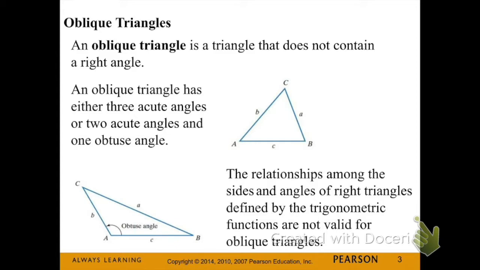An oblique triangle is a triangle that does not contain a right angle. An oblique triangle has either 3 acute angles or 2 acute angles and 1 obtuse. The relationship among the sides and the angles of right triangles defined by the trig functions are not valid for these triangles. So we can't use SOHCAHTOA on these triangles or the Pythagorean theorem. We're going to have to use law of sines and then in the next section, law of cosines.